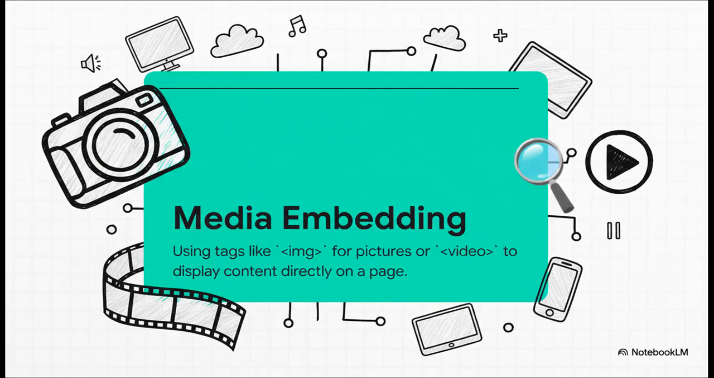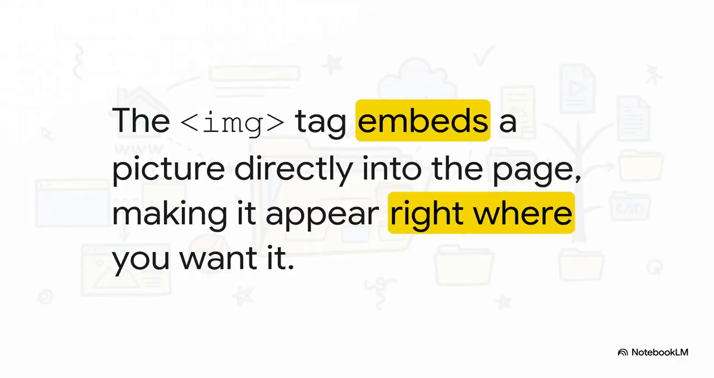Okay, so links are great, but let's be honest. A website with just text is kind of boring, right? We need visuals. We need pictures to make things pop. And that's where media embedding comes into play. To get an image on the page, we use this tag, the image tag, or IMG. Now, this is a really important difference to get. The anchor tag we just saw links you away to another place. The image tag, though, it embeds the content right there on the page you're already on. It becomes part of the view.